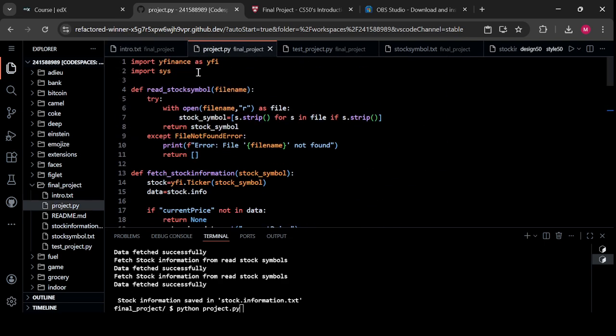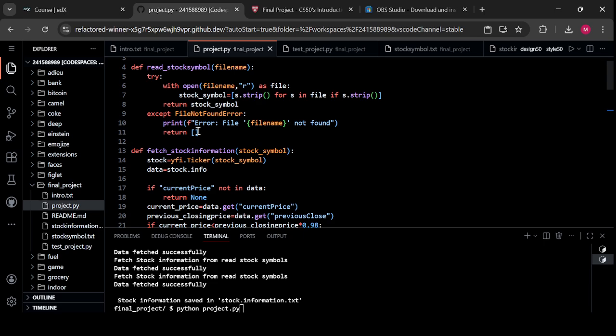It initially contains yfinance, which is an inbuilt Python library used to access real-time stock market values or historical values. So these are my three different functions other than my main function. The first function is called read stock symbol, which basically reads the stock symbols from the inputted file and stores them in the form of a list.